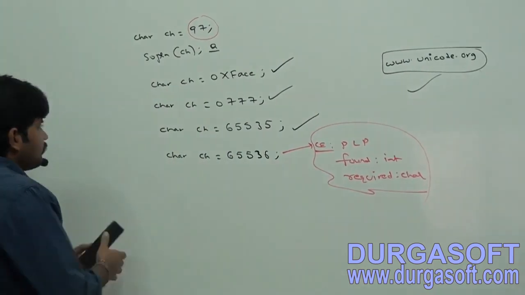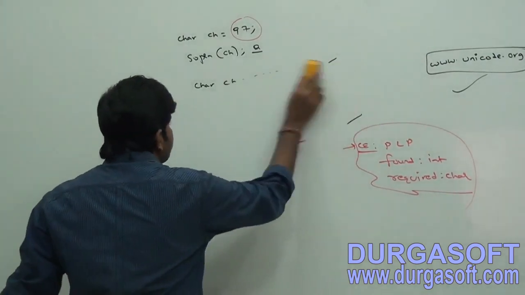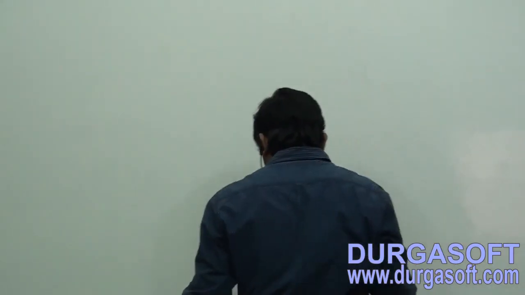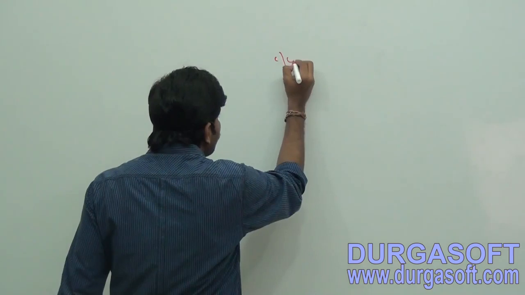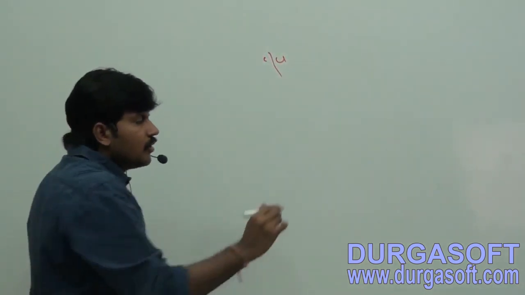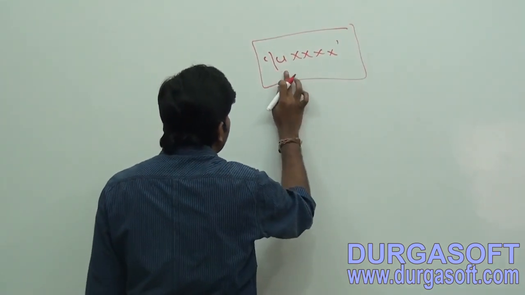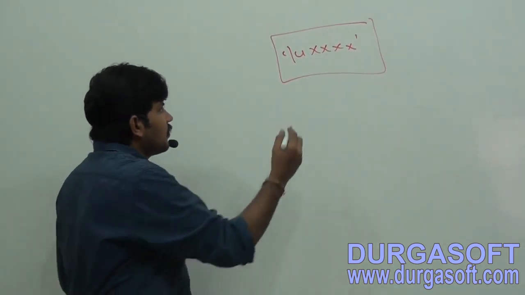Next, the third way. This is the second way to specify a char literal. Now the third way. Just observe, we can specify a char literal even in Unicode representation. Sir, what is the Unicode representation? Single quote, \u, 4-digit hexadecimal number, single quote. Are you getting?